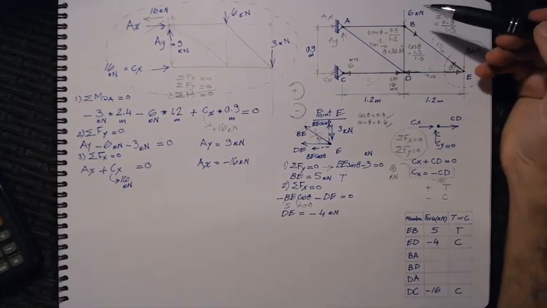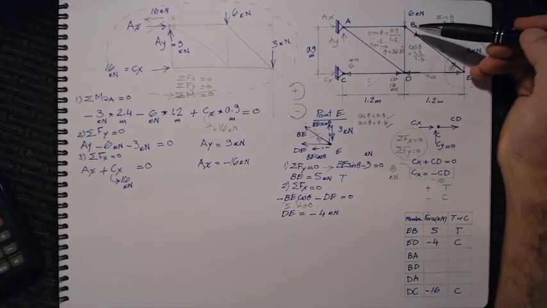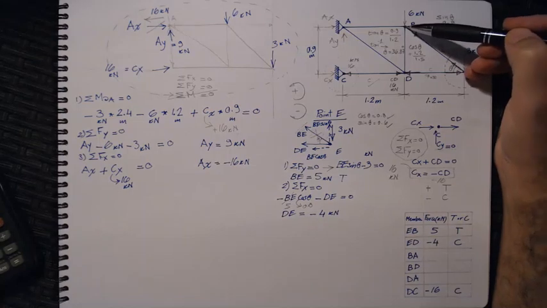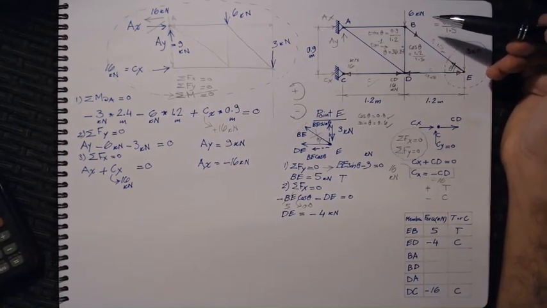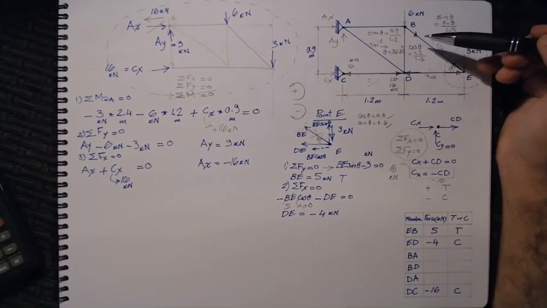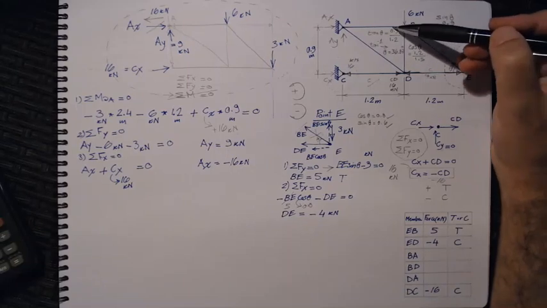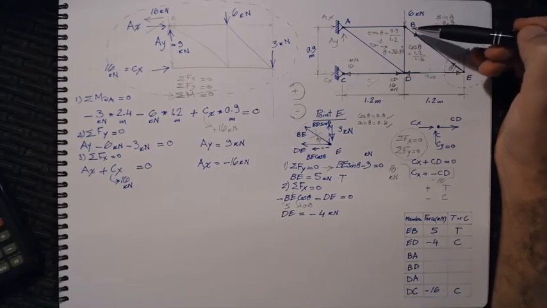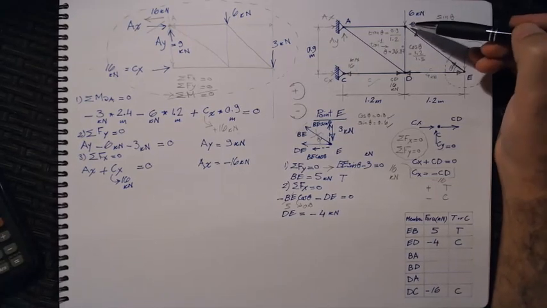So is it easier now to solve joint B? Remember when we first evaluated it, it had three unknowns. Now it has just two unknowns because this force is now known. So let's study joint B.